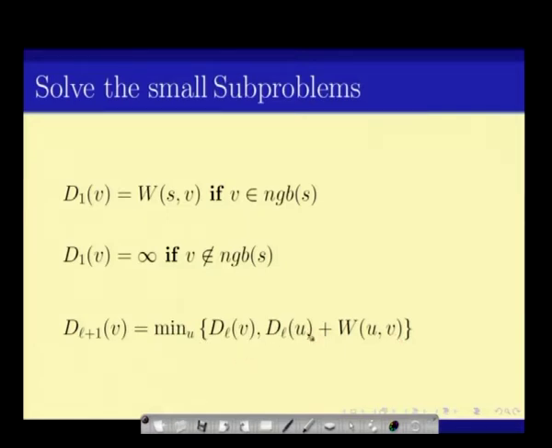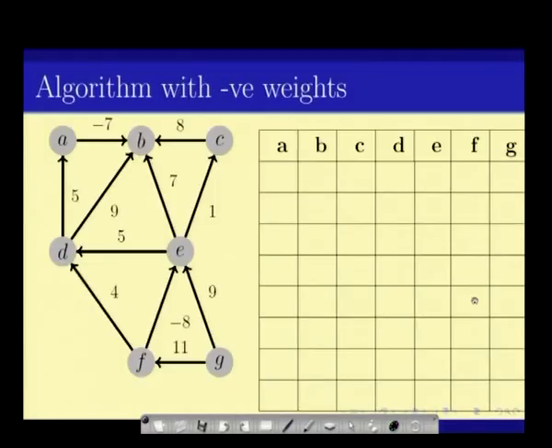Clearly, this is right, because if you have a shortest path from S to V, then there must be a shortest path from S to some vertex using one less edge. So, once you have defined this kind of a relationship, we can go ahead and start working on the problem.